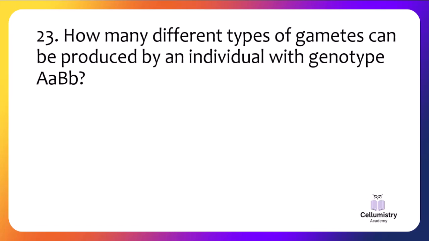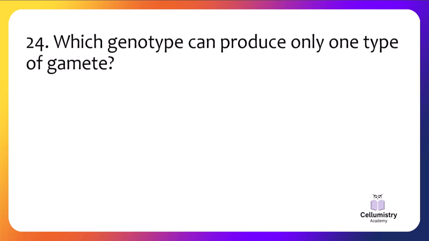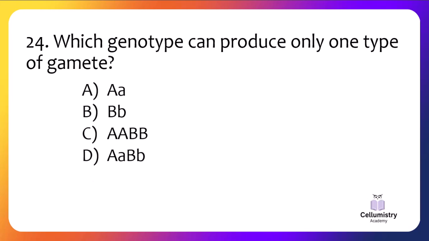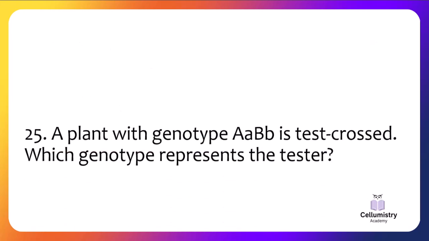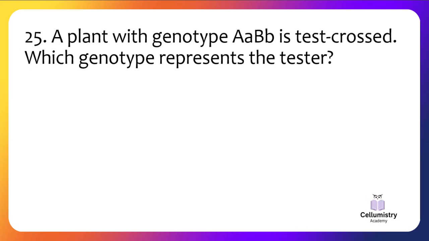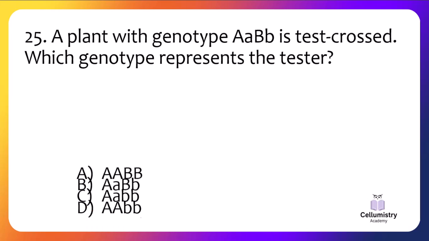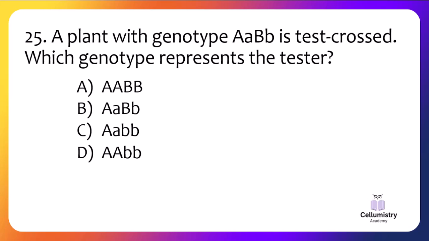9:3:3:1. How many different types of gametes can be produced by an individual with genotype capital A small a capital B small b? Answer is C, 4. Which genotype can produce only one type of gamete? Answer is C, capital A capital A capital B capital B. A plant with genotype capital A small a capital B small b is test crossed. Which genotype represents the tester? Answer is C, small a small a small b small b.